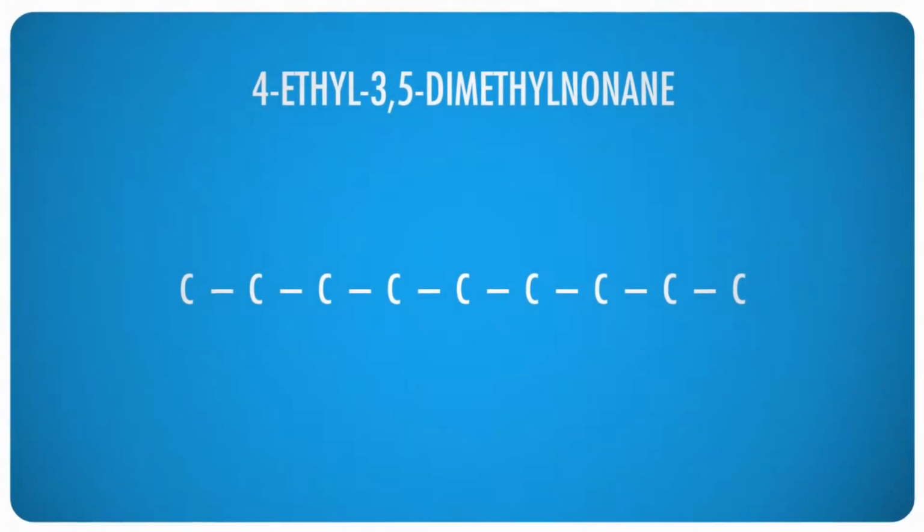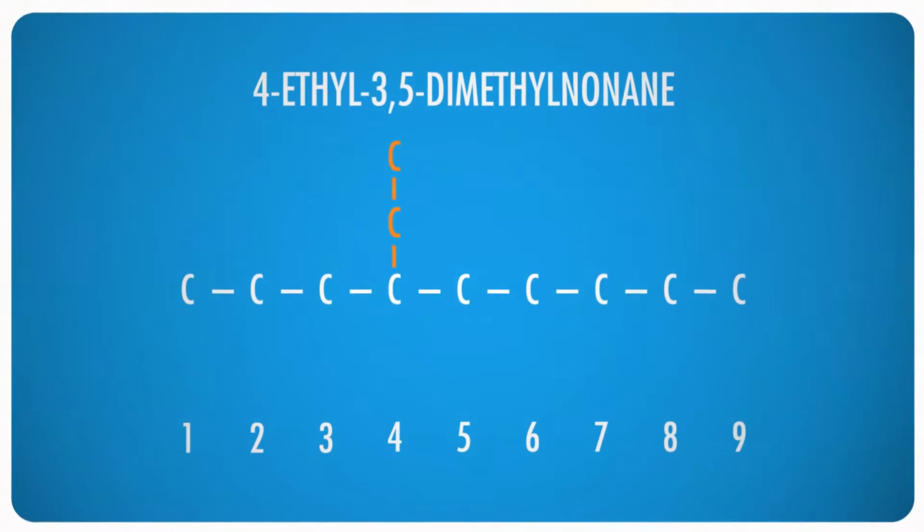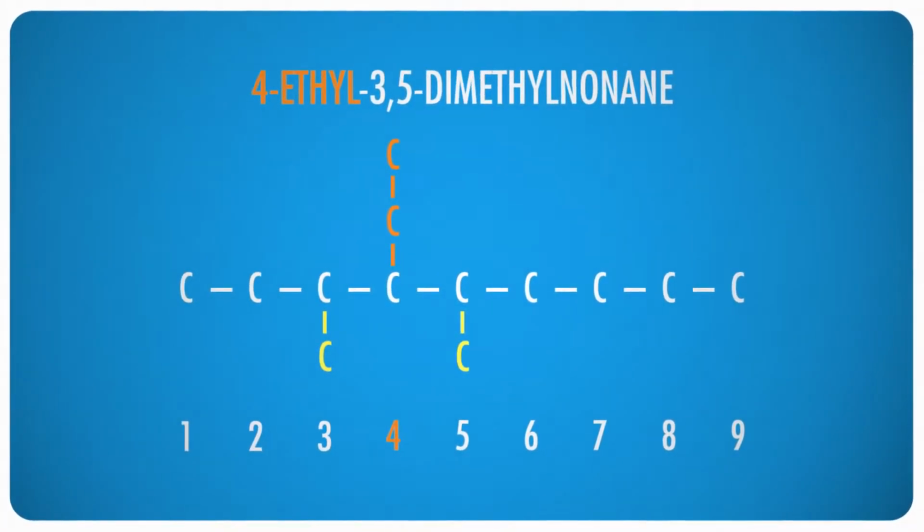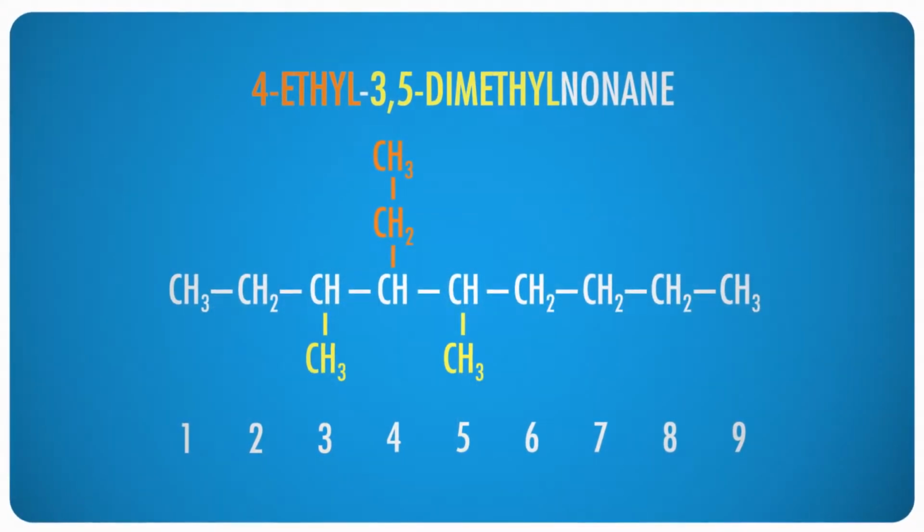Start with the main chain, nonane. The prefix non indicates 9 carbons. Then add an ethyl group, a 2-carbon chain on carbon number 4, and then methyl groups, just 1 carbon on carbons 3 and 5. Our final step is to add enough hydrogen atoms to give every carbon atom 4 bonds, and now the molecule is complete. It's like a puzzle that we got to make.